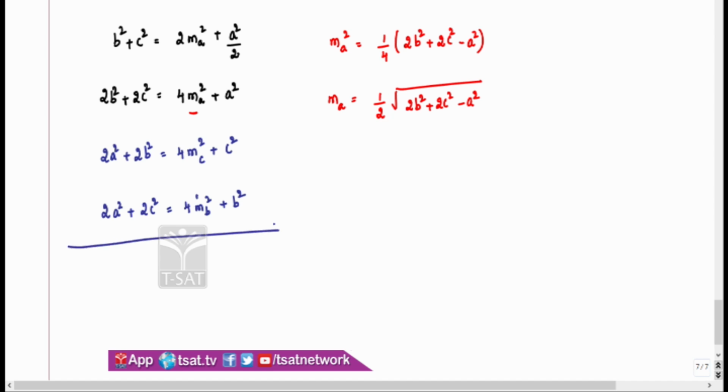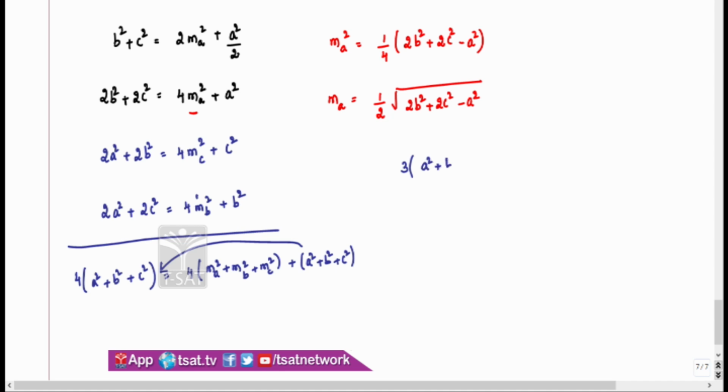If you add all of them, here I will get 4 into a square plus b square plus c square is equal to 4 into ma square plus mb square plus mc square plus 1 time of a square plus b square plus c square. So it is 3 times the sum of squares of sides, a square plus b square plus c square, is equal to 4 times the sum of squares of medians, ma square plus mb square plus mc square.